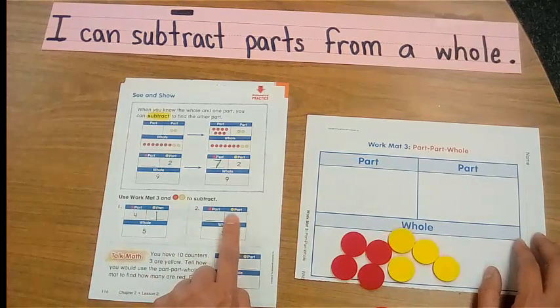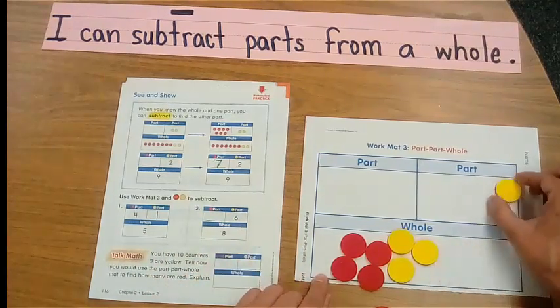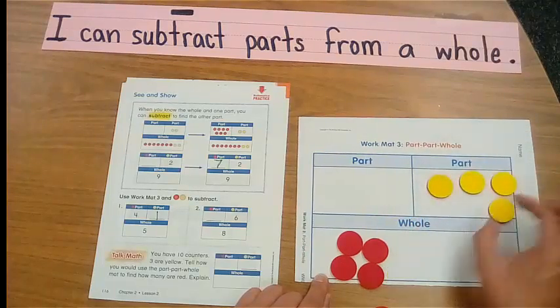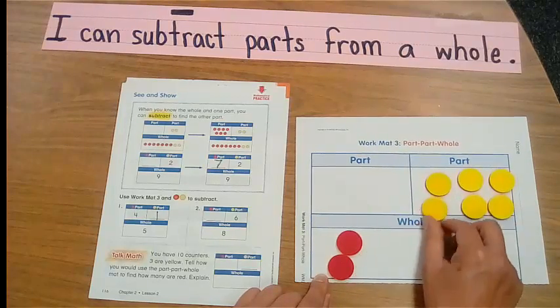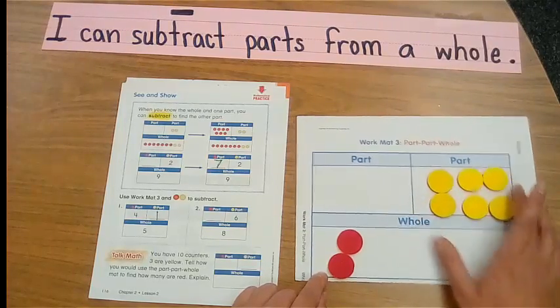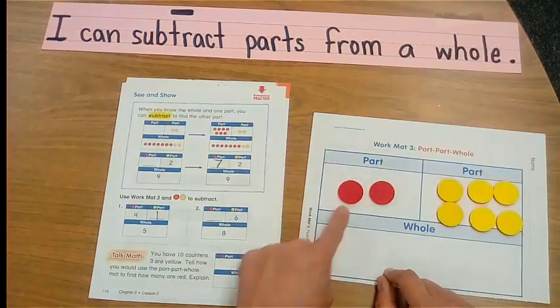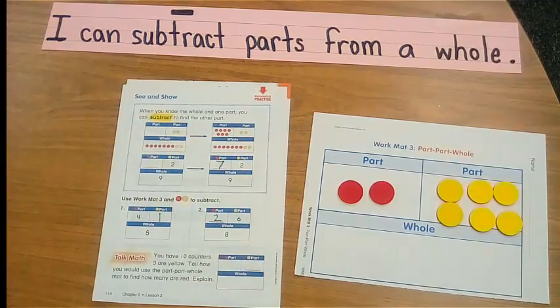I know that I should have 6 yellow. So 6 is one of the parts. So let's do that. Let's move 6 over here, and I know what 6 looks like. And if I don't have enough, then I need to turn a couple over. All right, so now I have 6. What is the missing part? That's right, 2. Good job.